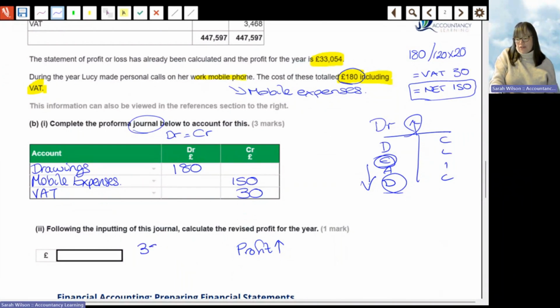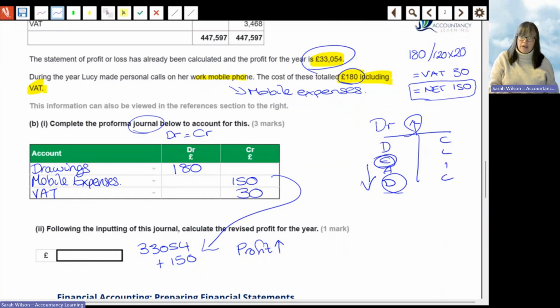So 33,054 is our original amount from the question. That's up here. And we're going to increase that by the 150 from our mobile phone expenses that we did originally have in profit or loss, but now it's a personal cost that's been taken as drawings. So all you need to do then is add in that £150 to get the 33,204 as the revised profit.